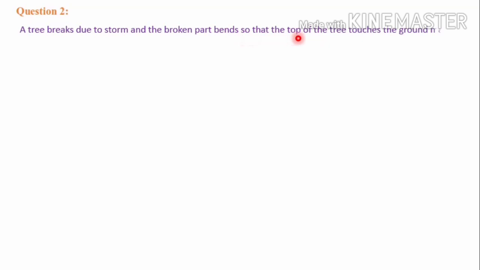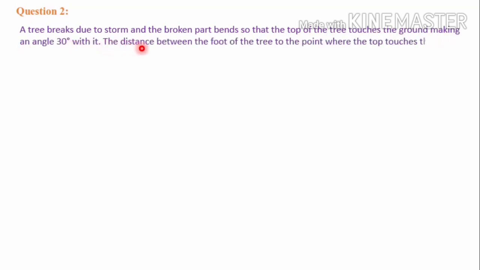Move on to question number 2. The question is, a tree breaks due to storm and the broken part bends so that the top of the tree touches the ground, making an angle 30 degree with it. The distance between the foot of the tree to the point where the top touches the ground is 8 meter. Find the height of the tree.